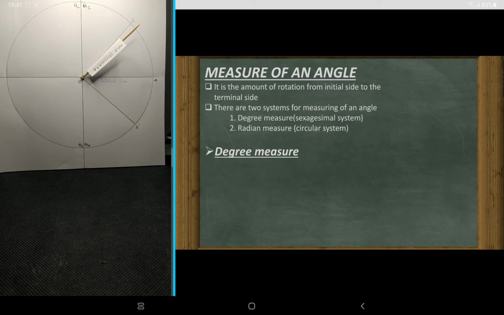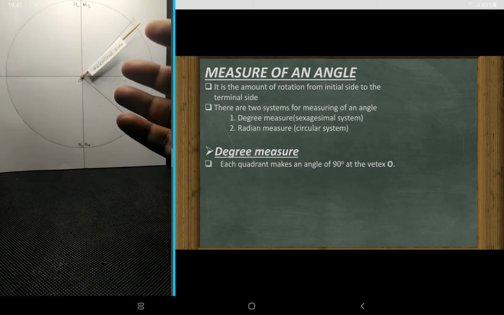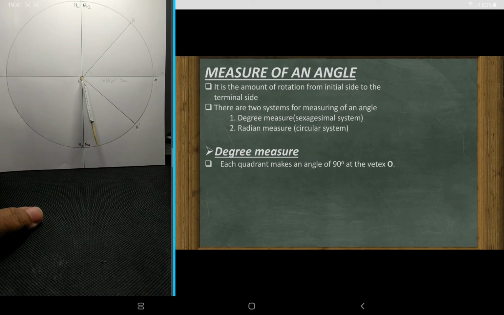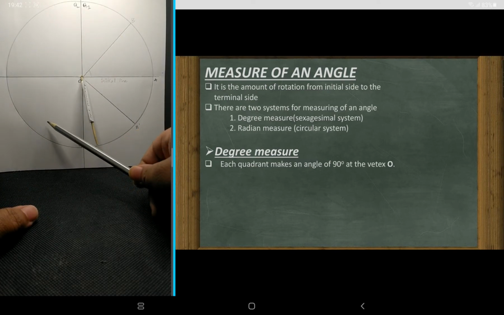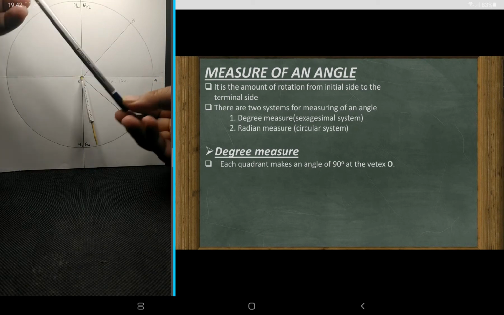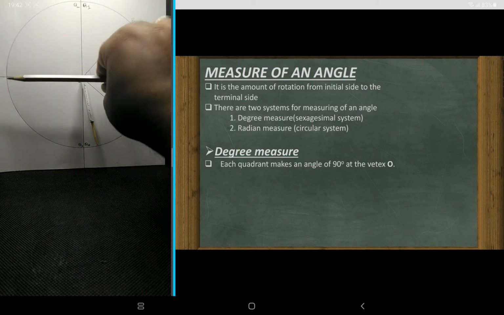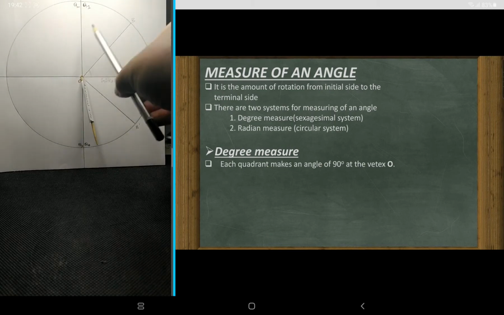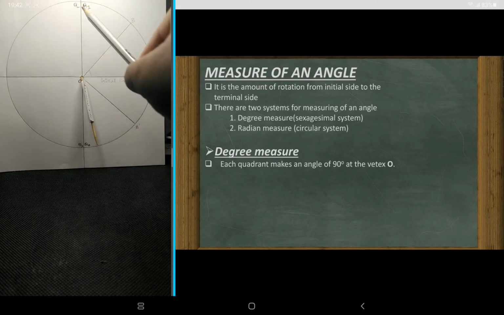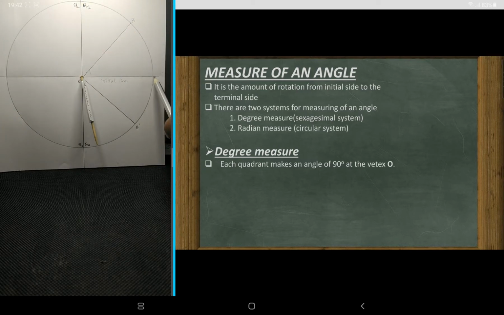So we'll discuss degree measure. Before discussing degree measure, let me tell you, this is quadrant 1, this is quadrant 2, this is quadrant 3, and this is quadrant 4. Quadrant means, for example, if you think of this as the x-axis and this as the y-axis, the x and y axes divide this circle into 4 parts. You see that, right? This part from A to here is called Q1.